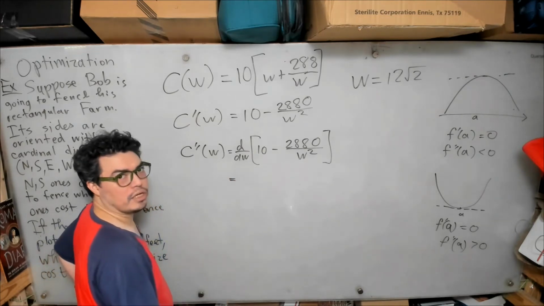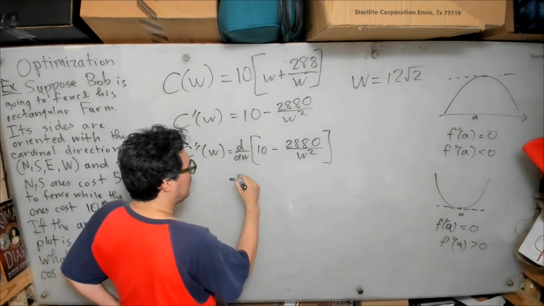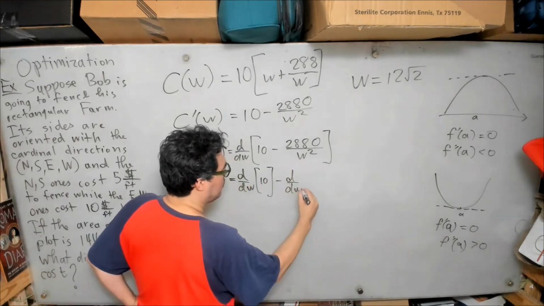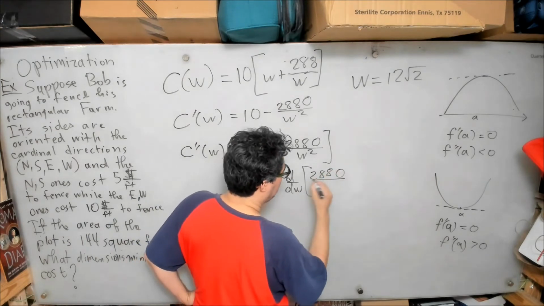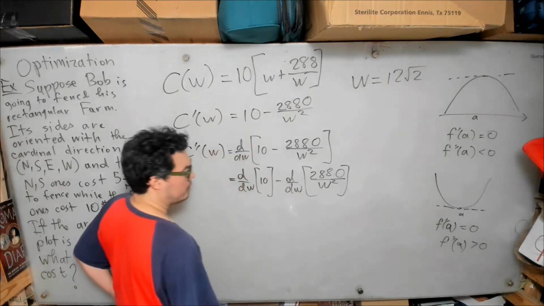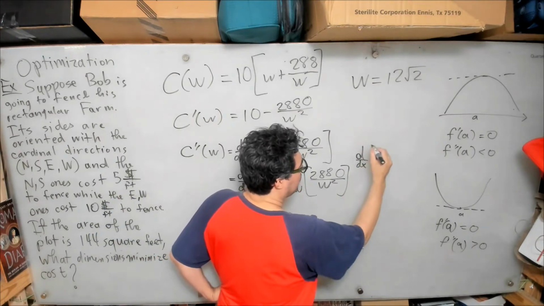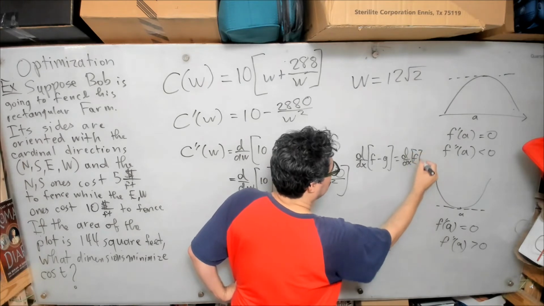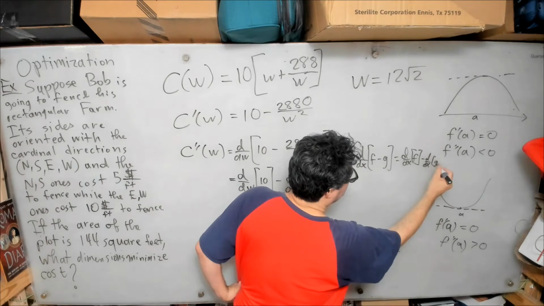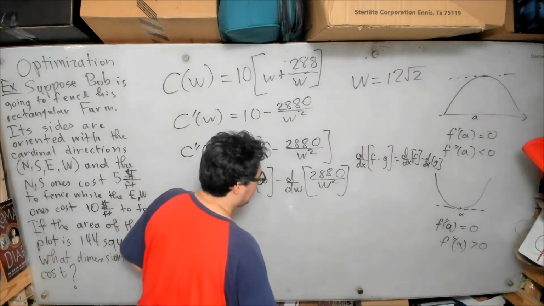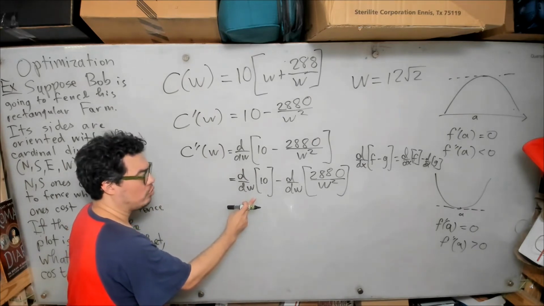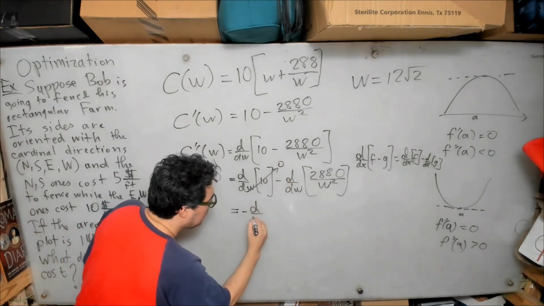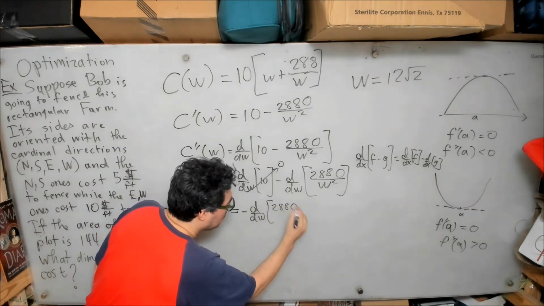Then, because of the sum property for functions, this will be the d/dW of 10 minus the d/dW of this fraction, 2880 over W squared. Okay? That's because if we take the d/dx of a function minus another function, that is just the d/dx of the first function minus the d/dx of the second function. When we take the derivative of a constant, that's 0. So this first term goes away. Boop, gone. Now we have this expression, minus d/dW of 2880 over W squared.